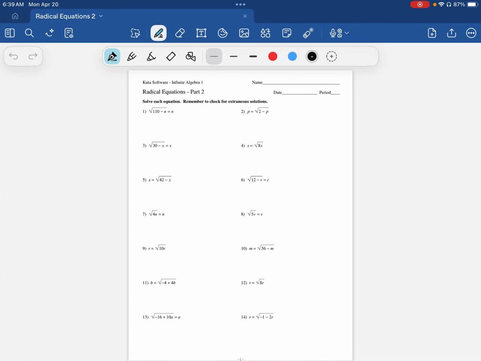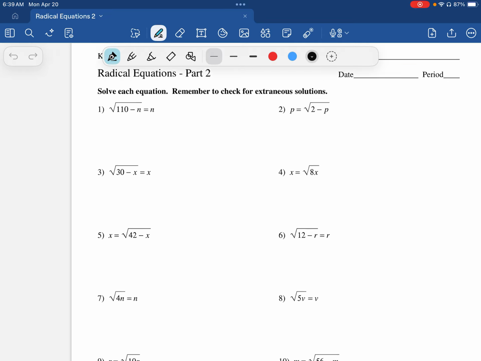Okay, we are looking at radical equations part 2 from Kuta Software. This one is titled, quote unquote, hard. So let's go ahead and jump in. I'll do a few problems here.